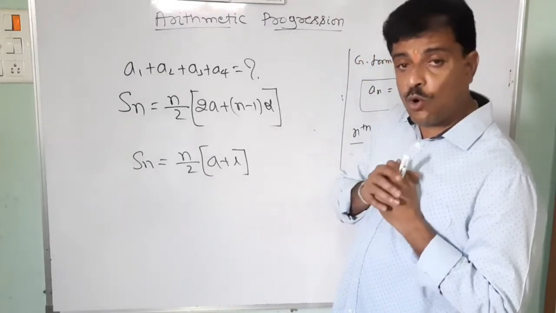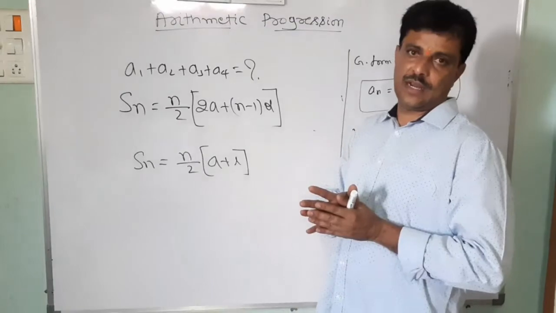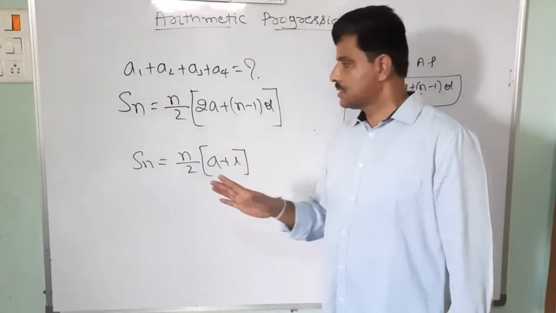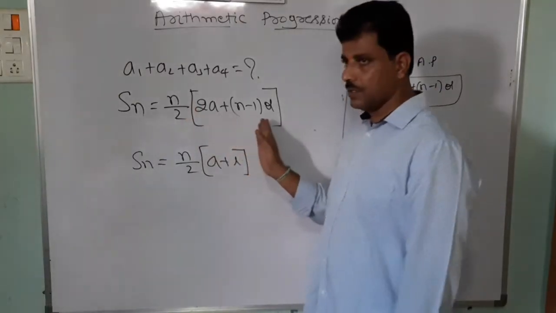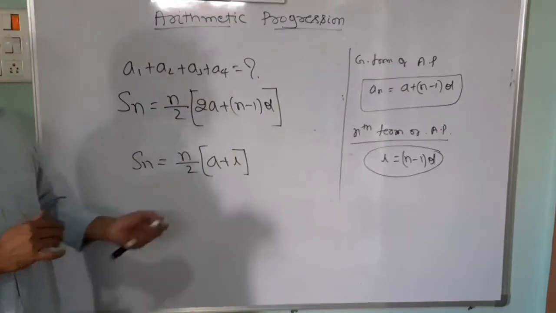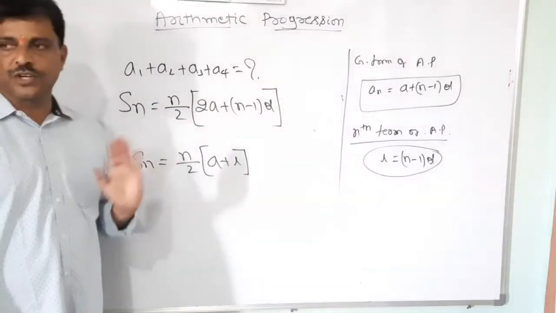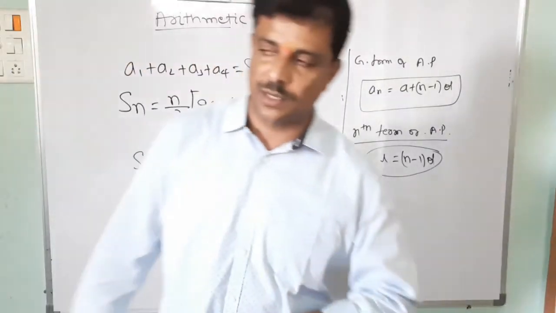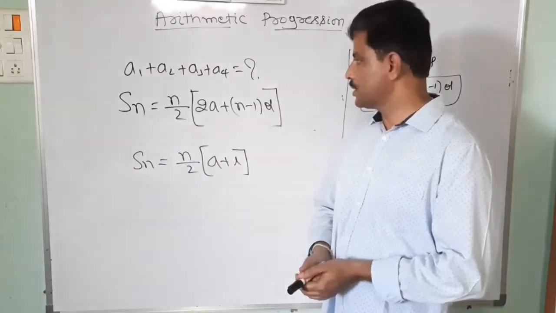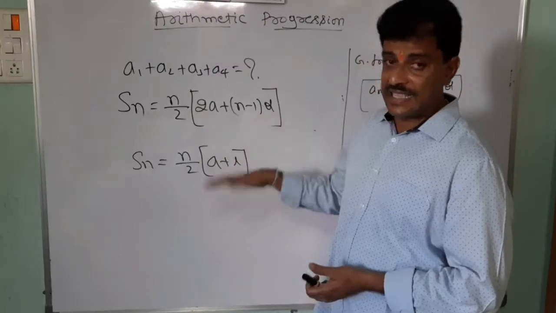When given only first term and common difference, you take this formula: Sn is equal to n by 2 into (2a plus (n minus 1) into d). And Sn is equal to n by 2 into (a plus l). Both are the sum to n terms of the arithmetic progression.